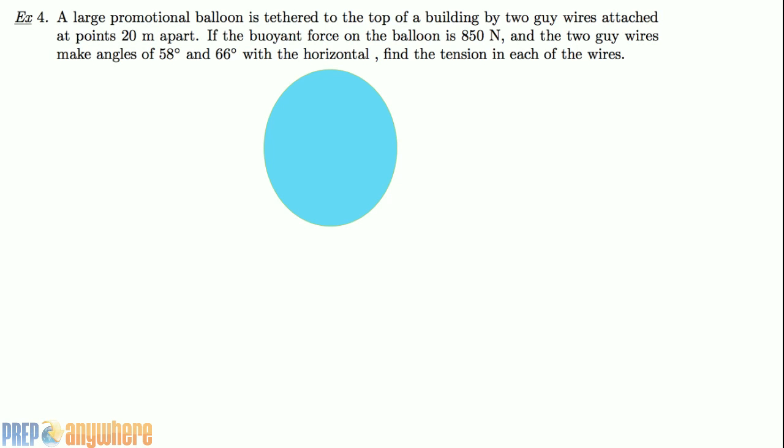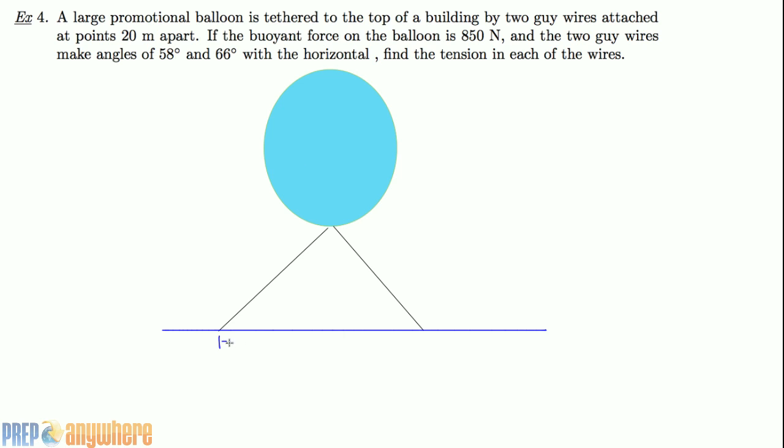Okay, so here's a balloon. Now I'm going to draw the wires. Okay, so we have two wires. One's making, exactly, sorry, let's say that's about 58 degrees. And the other one is making an angle of 66. Okay, so I make it look kind of like that.